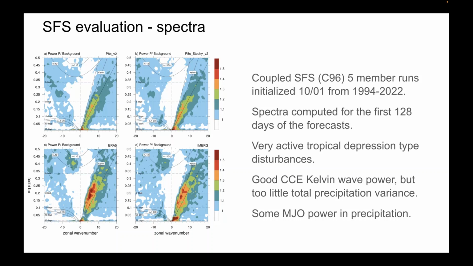What I'm showing here are the precipitation power spectra divided by an estimate of the background, so that all you see is the peaks in the precipitation power. So the first thing, just as Lisa was mentioning a couple slides ago, is that there are very active tropical depression type disturbances in these SFS runs. There's very good convectively coupled equatorial Kelvin wave power. But if you look at the total precipitation spectra rather than this power divided by the background, you see that overall total precipitation variance in the SFS runs is still lower than what's observed. And one little thing to note, since these are long runs, so we can actually look at the MJO power spectra, is that it looks like there's actually a peak in precipitation power in the MJO region down here, wave number 1 and 2, and about 40 days. Next slide, please.